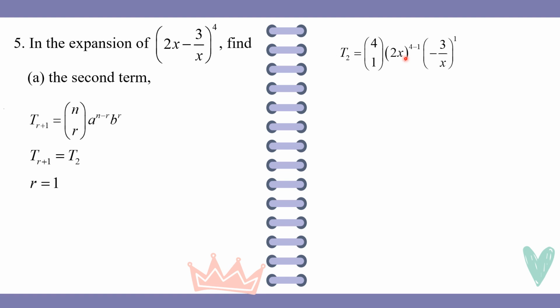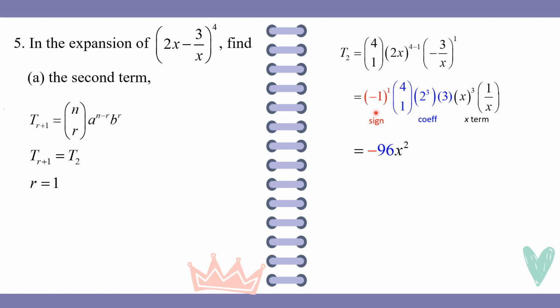And the other power will be 4 minus 1. Again, we will simplify according to sign, coefficients, and x term. So the sign will be negative 1 power 1. The coefficient will be all the constant terms, 4 choose 1, 2 power 3, and 3 power 1. We'll follow the order from left to right. And the x term will be x cubed, and here we have 1 over x.